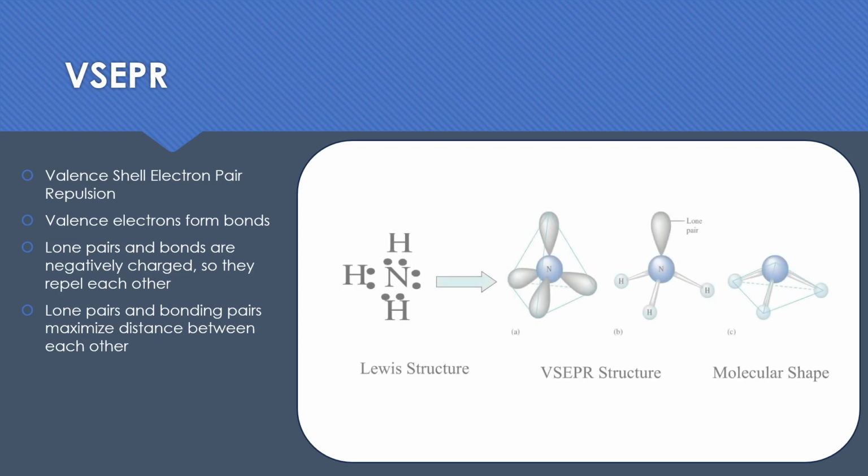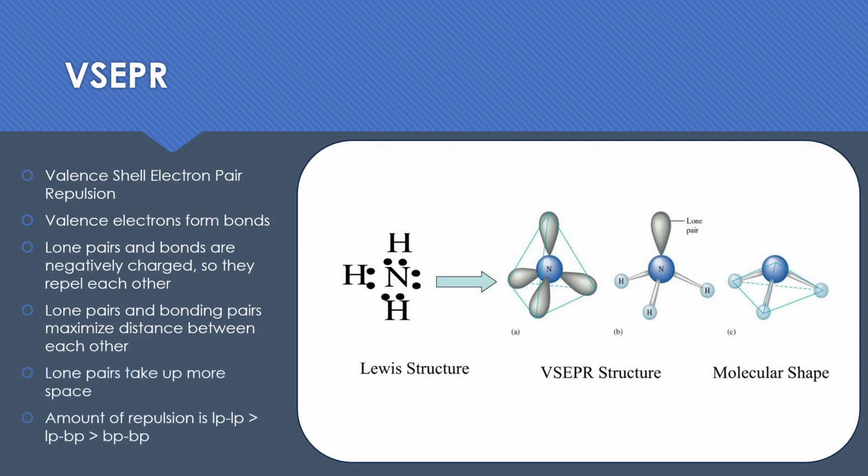So the lone pairs want to get away from each other. Lone pairs take up more space than bonding pairs, so the repulsion is maximal between two lone pairs, then between lone pairs and bonding pairs, then between bonding pairs and bonding pairs. So you can see here, turn on my pen.